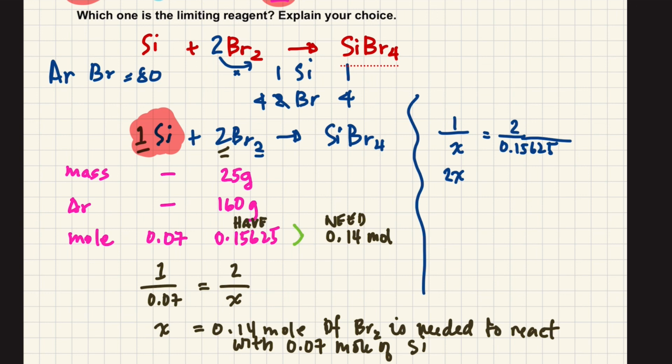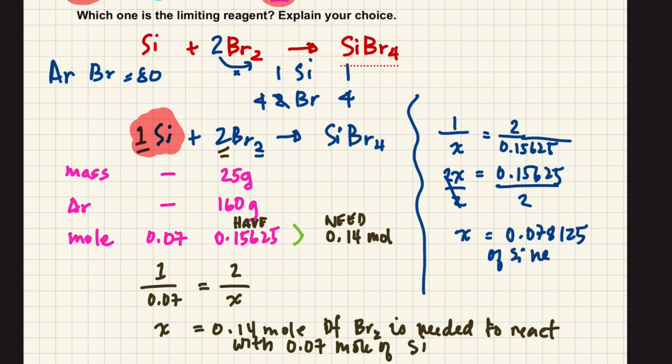We have 2X is equal to 0.15625 divided by 2. Therefore, X is equal to 0.078125 of silicon needed. That means we need this much silicon to react with this much bromine. But let's look at how many moles of silicon we have.